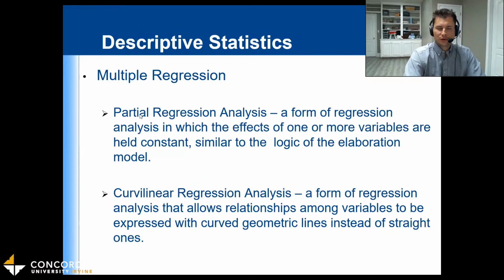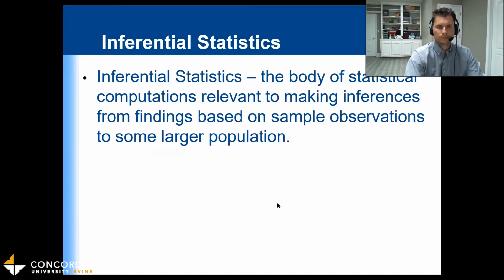More so on multiple regression, they have a partial regression analysis and a curvilinear regression analysis. A partial is a form of regression analysis in which the effects of one or more variables are held constant, similar to the logic of the elaboration model, as we discussed. A curvilinear regression analysis is a form of regression analysis that allows relationships among variables to be expressed with curved geometric lines instead of straight ones. So curvilinear, curved lines, self-explanatory.